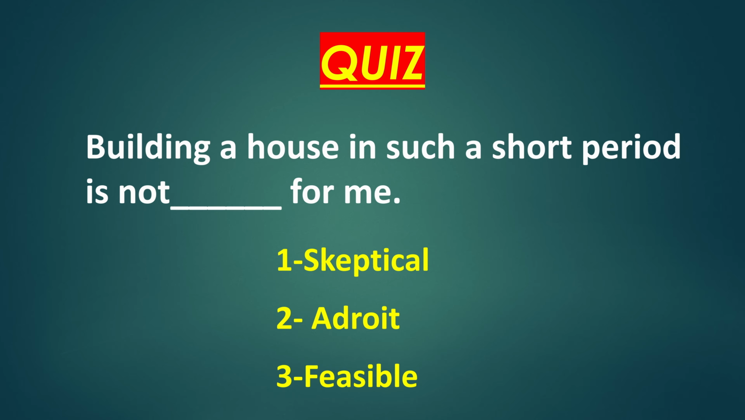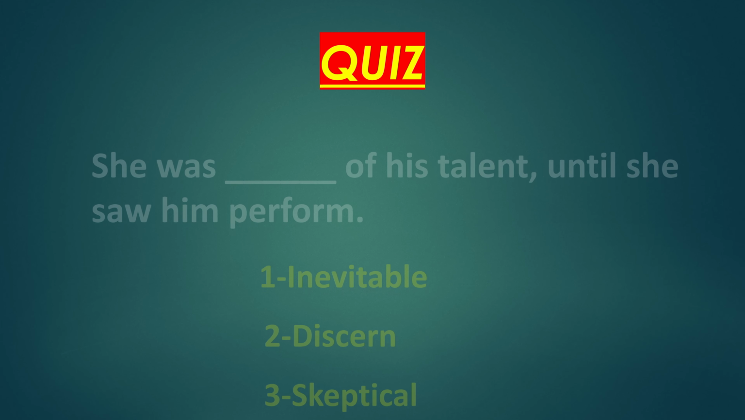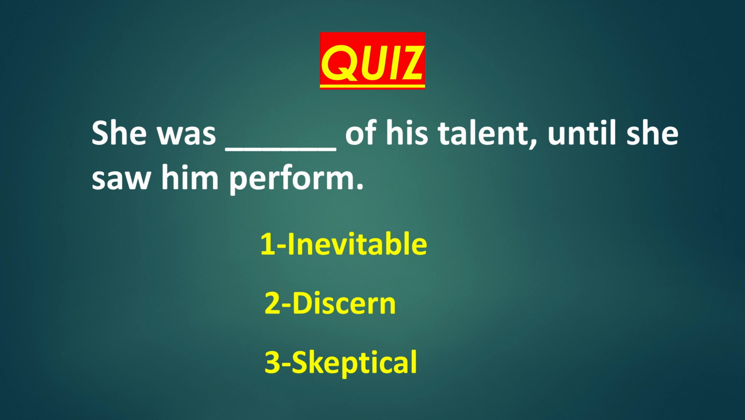Building a house in such a short period is not feasible for me. The next question: she was blank of his talent until she saw him perform. Options are inevitable, discern, skeptical. And the correct answer is skeptical. She was skeptical of his talent until she saw him perform.